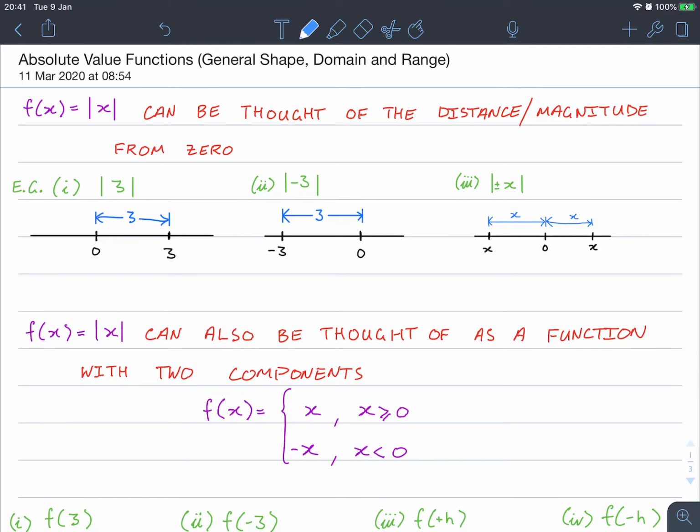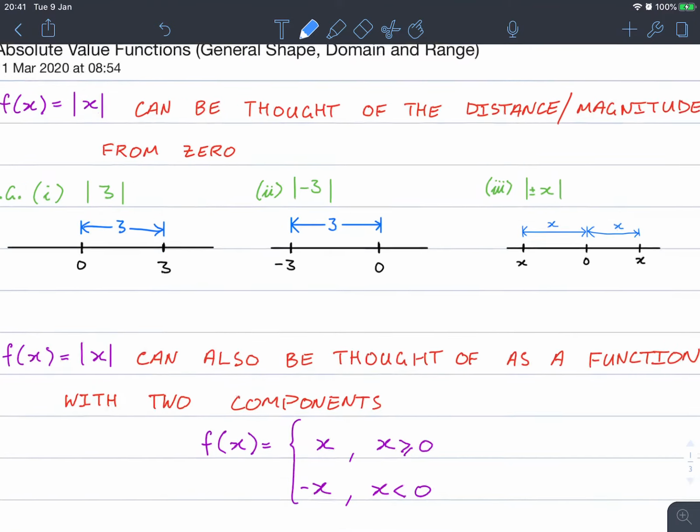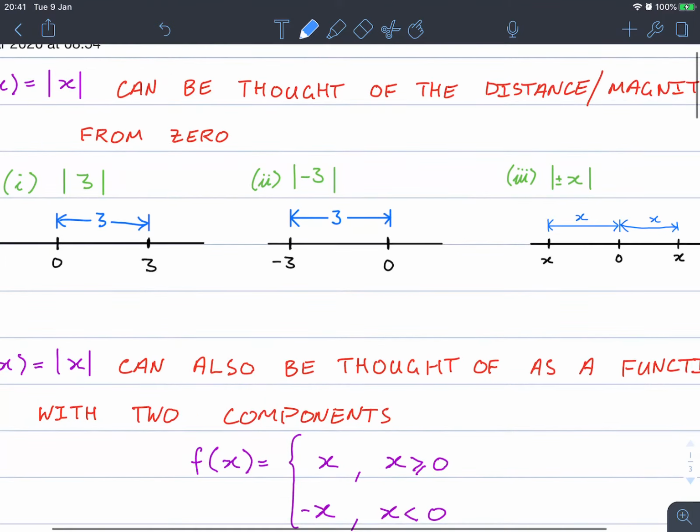Hello class, this is a video tutorial on the absolute value function. In this video we'll be looking at the general shape, domain, range, and doing a few sketches of the function.